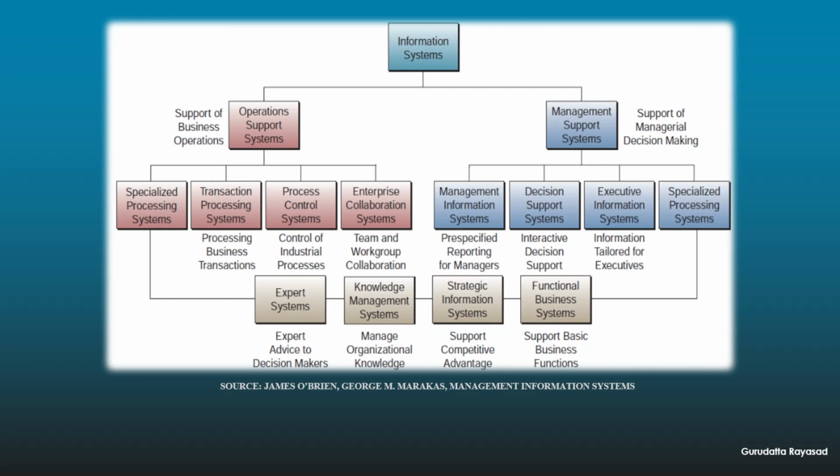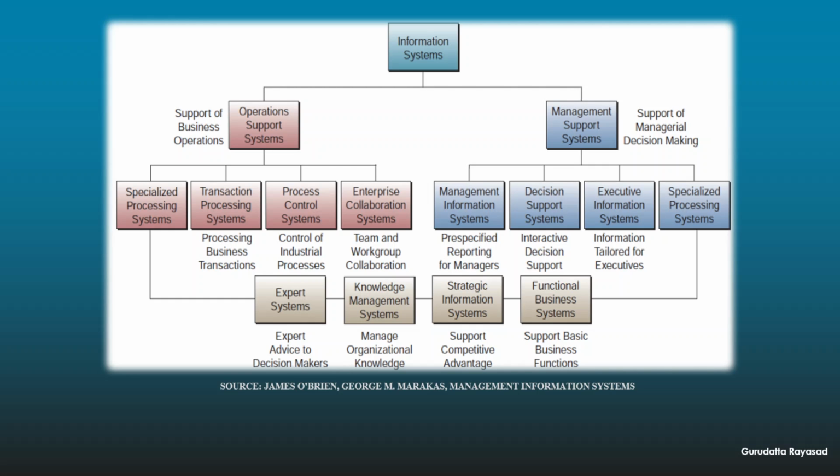And in the management support section, we have management information systems. They produce certain prescribed or pre-specified reports that are useful for managers to take decisions. Next, decision support systems provide interactive decision-making ability. That means they will support the decision making. And next, EIS means executive information system. They provide quick information in the form of summaries or graphs, which will be useful for top-level executives.